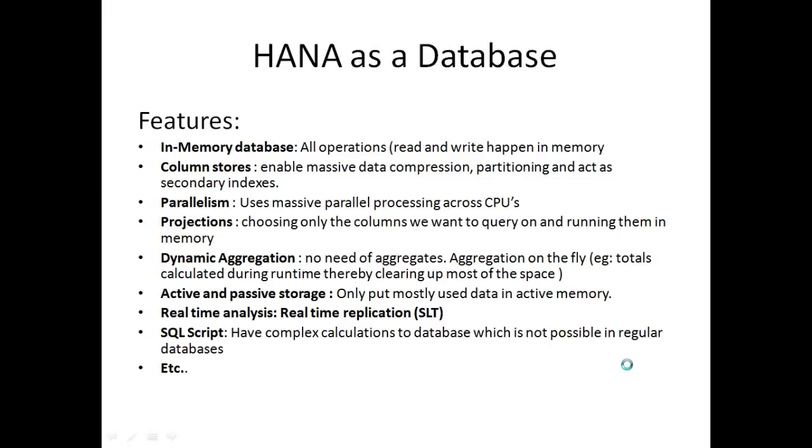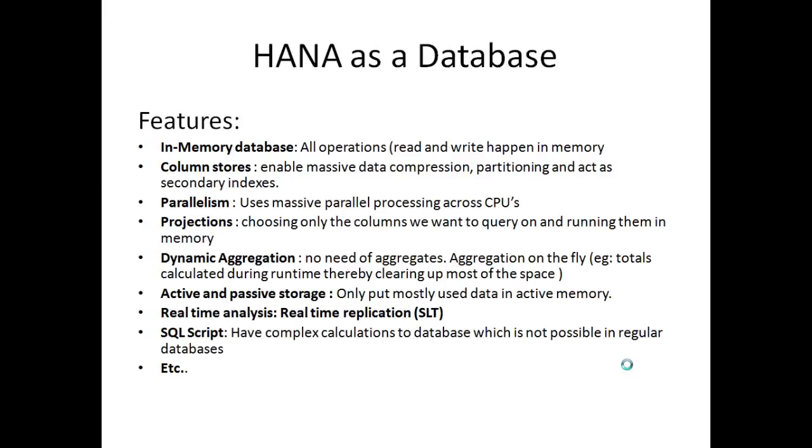Then comes dynamic aggregation, which means that we don't have to have any aggregates. So what does it really mean? In BW and other applications, we have to compute the totals and store them in aggregates. So you have to spend a lot of time filling those aggregates, and a lot of space to store the data in aggregates. We don't have to do all that in HANA, because you can do dynamic aggregation, so you can compute totals on the fly because of the high performance of this HANA database. So that's what is meant by dynamic aggregation.